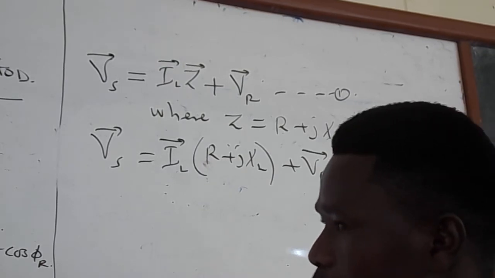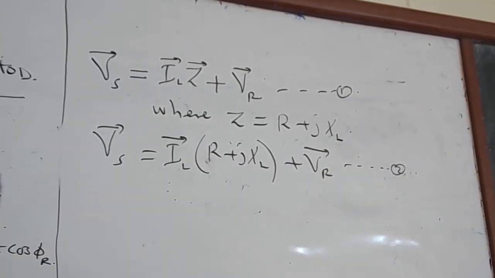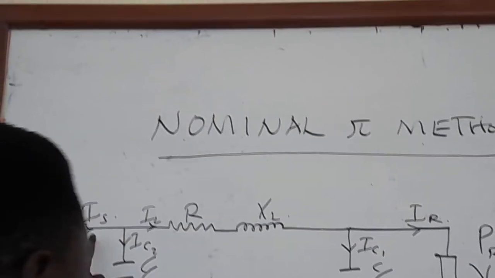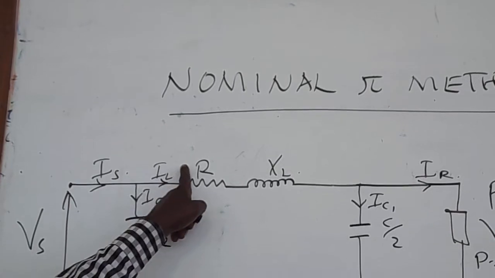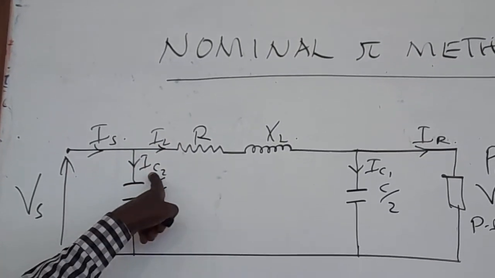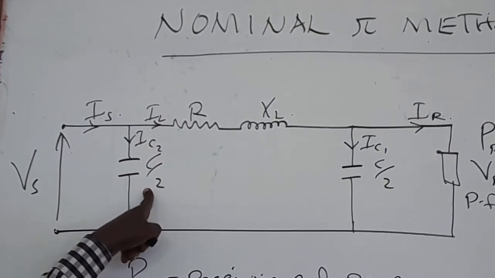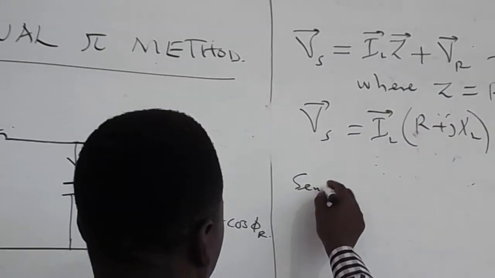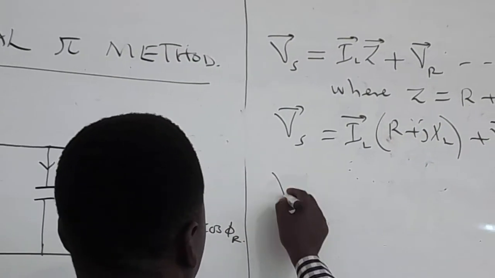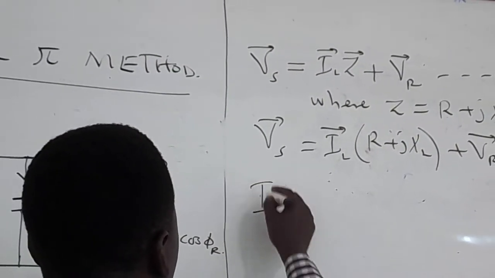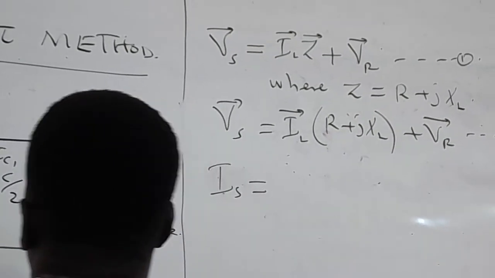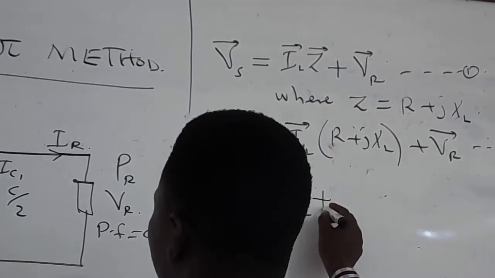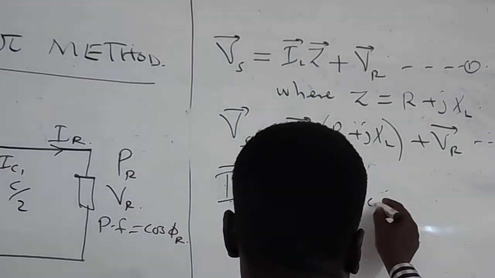At the same time, you will realize that from the circuit, the sending end current is equal to the line current plus IC2, that is the current across the capacitance that is lumped at the sending end. So the sending end current IS is equal to IL, the line current, plus IC2.